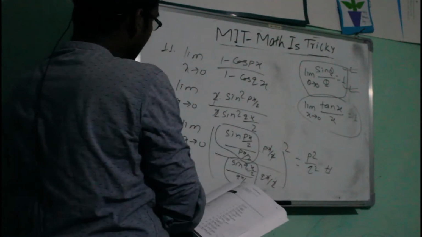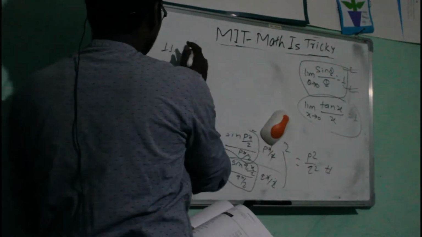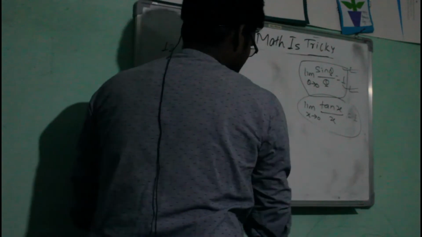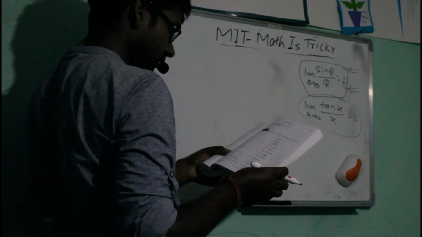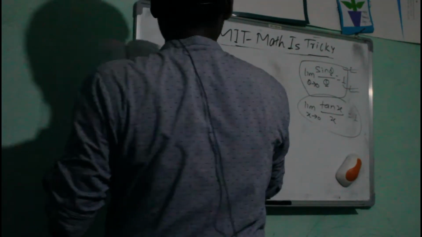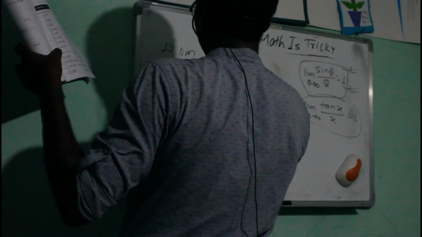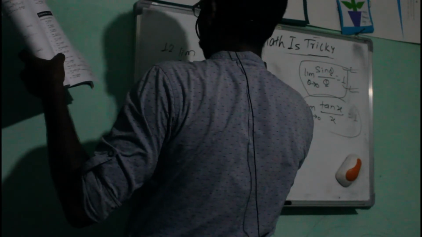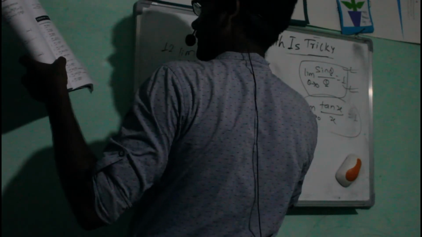Let me write another problem and solve it for you. Question number 12, from these problems regarding limits involving trigonometric functions. Another question, 16. The next question is limit x tends to 0 of (tan 2x minus sine 2x) by x cube.